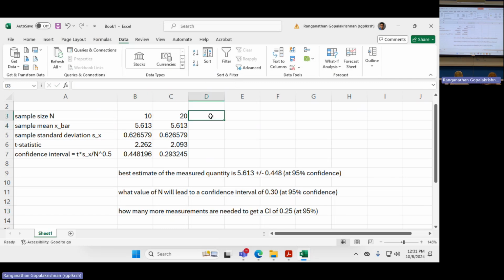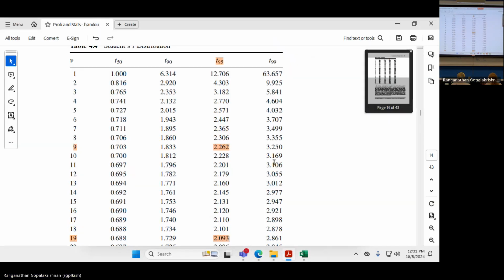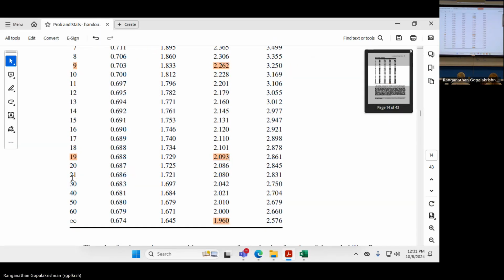Let's say I try with 30 measurements, same mean, same standard deviation somehow. What is the t statistic for 30 observations at 95% confidence? So I have 21 and then 30. As you go for larger values of the degrees of freedom, this changes very, very slowly. You can see that from 20 to 30, the jump was hardly noticeable. Between 60 and infinity, the jump is even less pronounced. So we'll just say we'll go with 30.